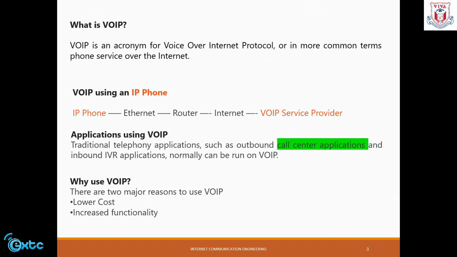What is VoIP? VoIP is an acronym for voice over internet protocol, or in more common terms, phone service over the internet. Using an IP phone, it can be connected via Ethernet, router, and the internet through VoIP service providers. The idea is to use the internet as a telephone network with some additional capabilities. Instead of communicating over a circuit switch network, this application allows communication between two parties over the packet switch network.